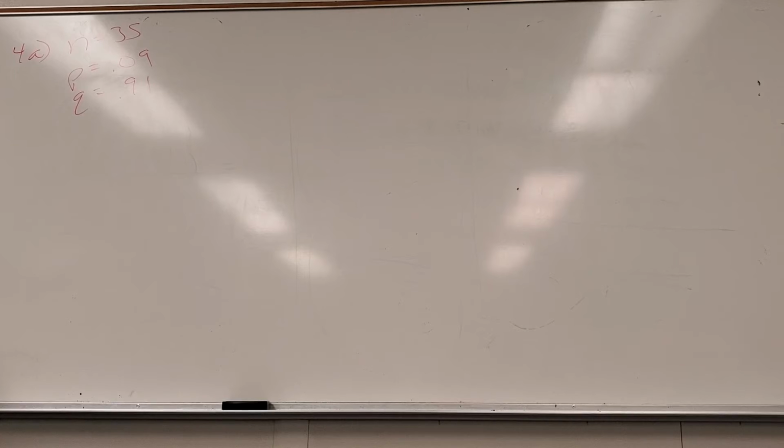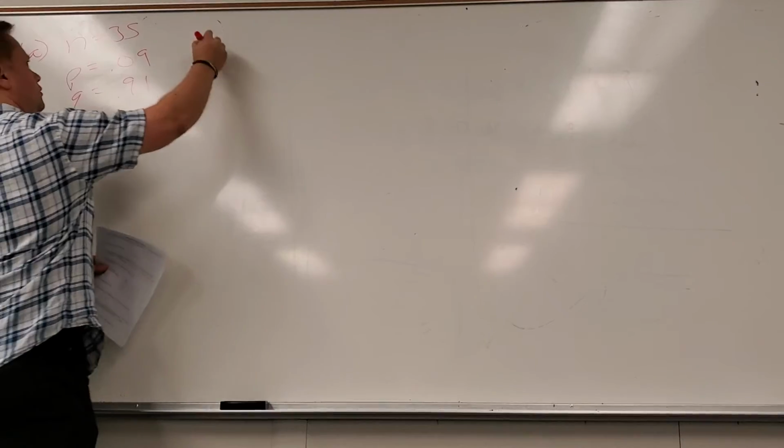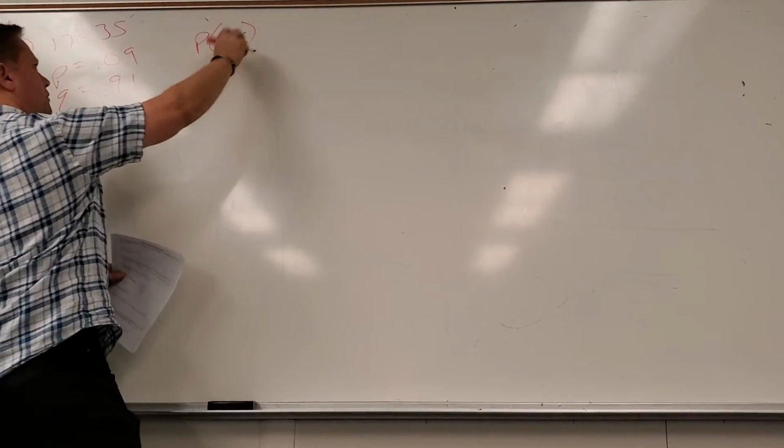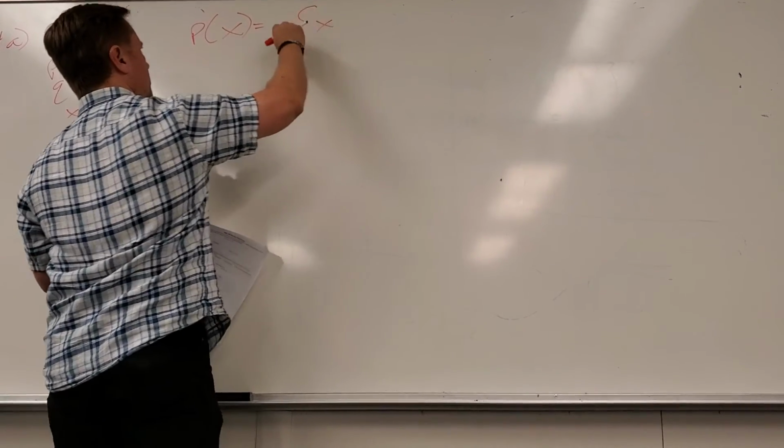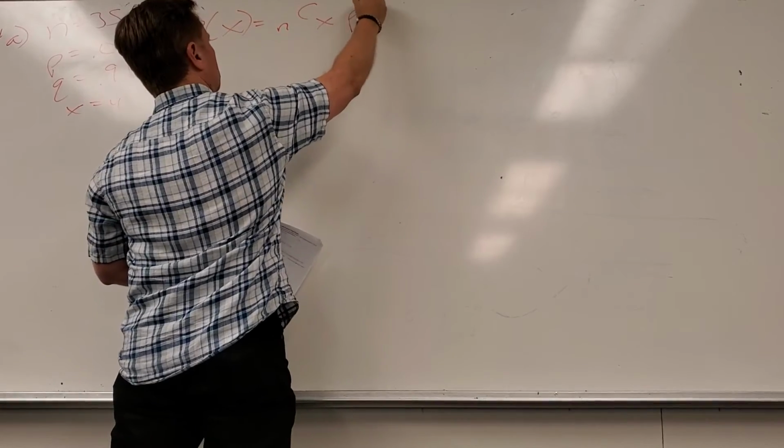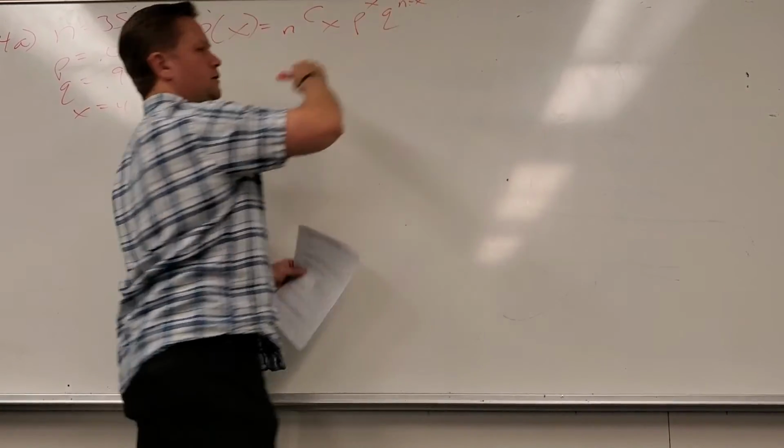All right. And on part A, I specifically want to know the probability. What's the number of successes I want? 4. I want 4 successes. So I know that the probability of some number of successes, like you said, is n choose x, p to the x, q to the n minus x.